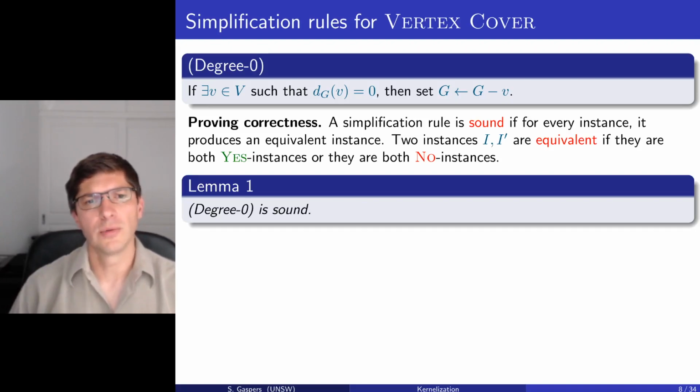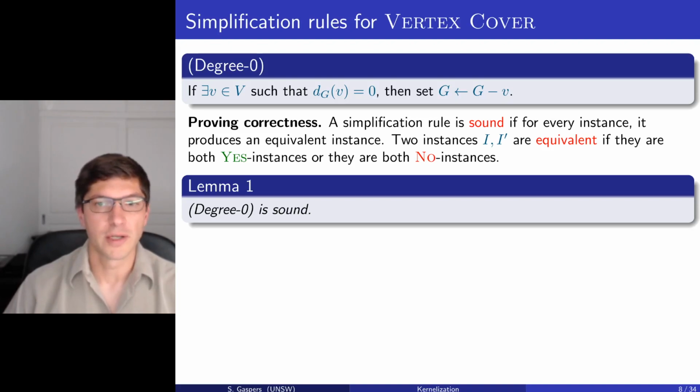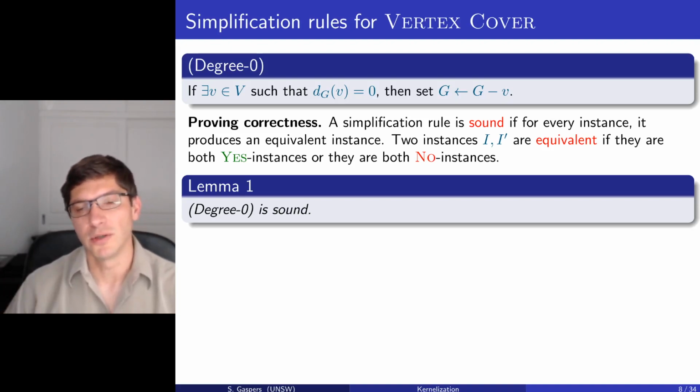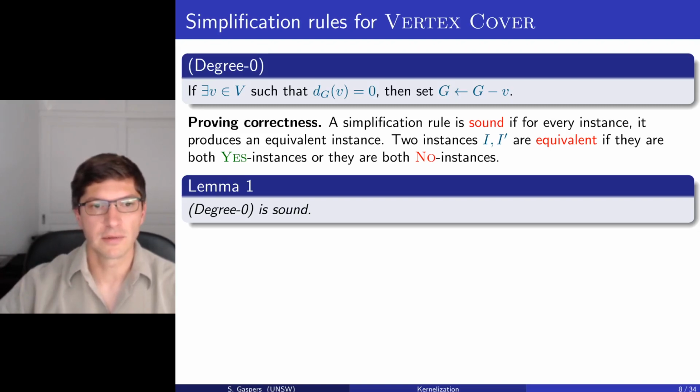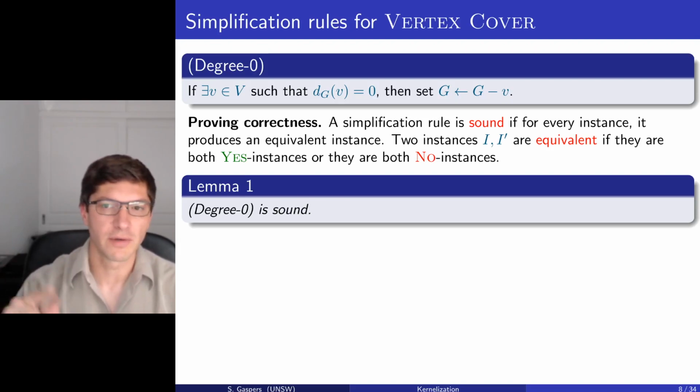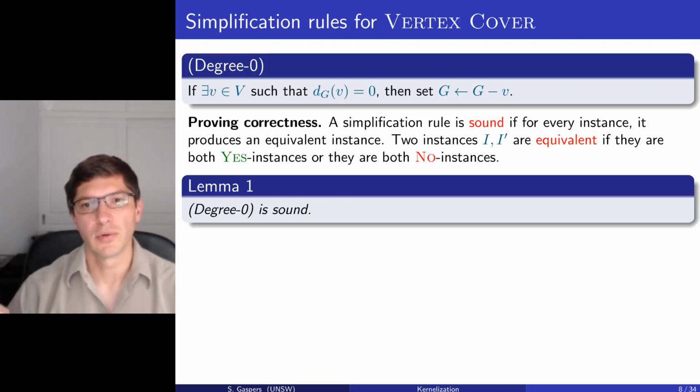Okay, and now we need to prove that this rule is correct. So what does correctness mean? It shouldn't happen that we change a yes instance into a no instance, or a no instance into a yes instance. So before applying the rule, we have some instance. After applying the rule, we have some other instance, and the two of them should be equivalent. So either both of them are yes instances, or both of them are no instances.